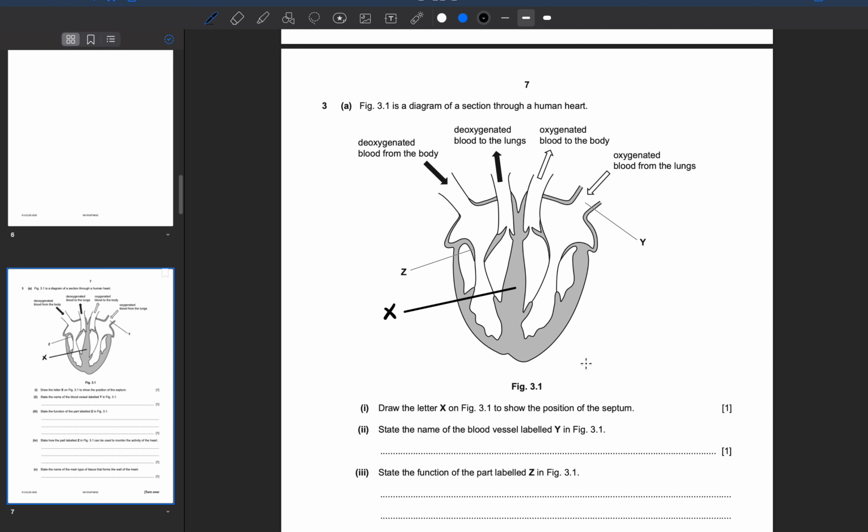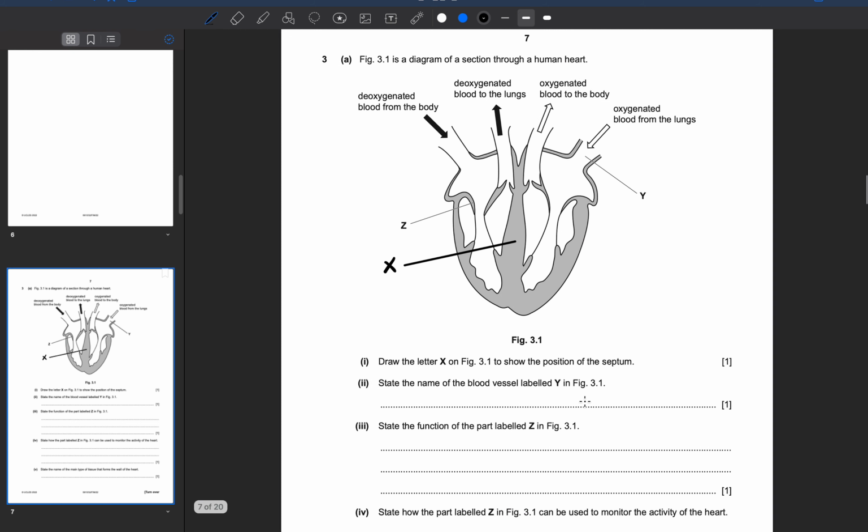Okay. State the name of the blood vessel labeled Y in figure 3.1. As we know, when we divide the heart into two sides, the left side and the right side, we have 4 chambers: the two atriums and the two ventricles. So this is the left atrium and this is the left ventricle.